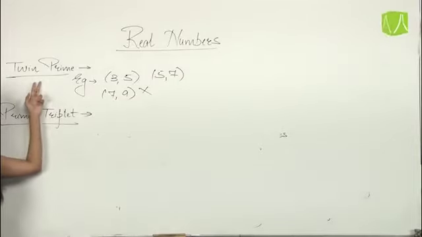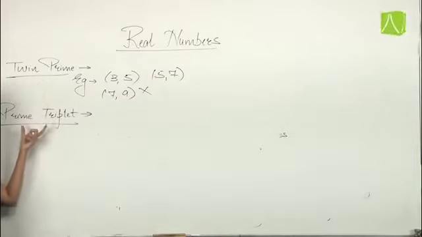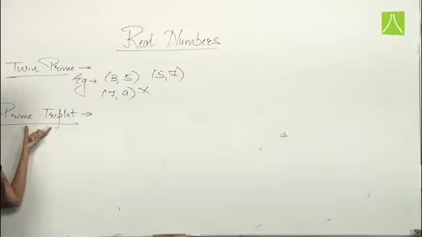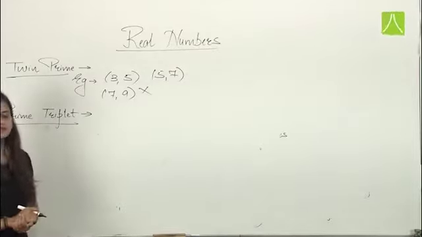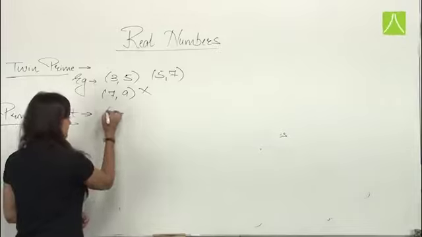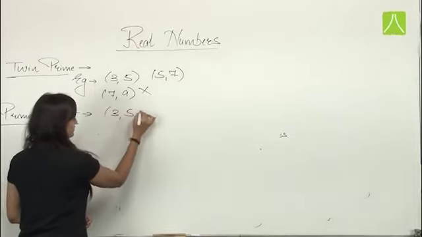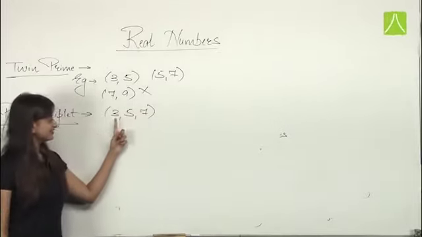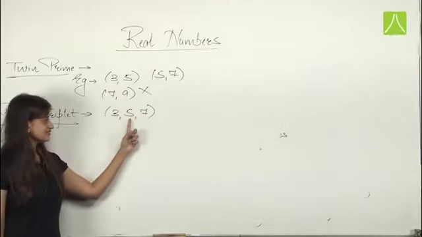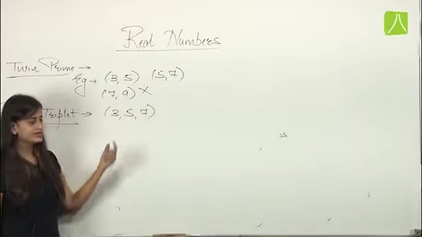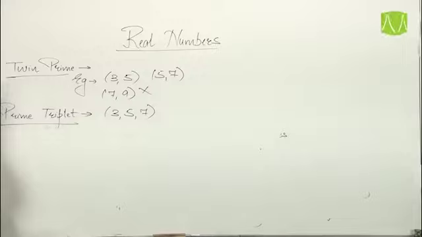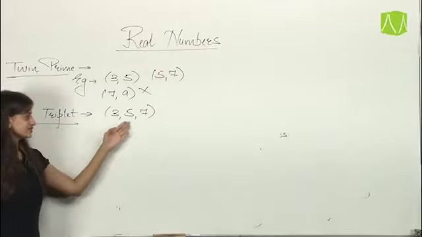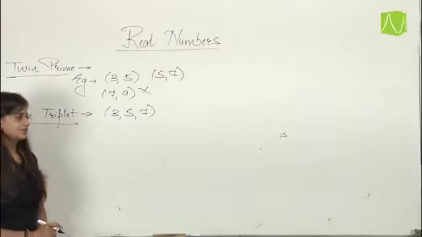Twin primes are two numbers having a difference of 2. Prime triplets are three prime numbers having a difference of 2. Example, 3, 5, 7. 5 minus 3 is 2 and 7 minus 5 is 2. So this is a prime triplet. There is only one prime triplet, that is 3, 5 and 7. There is no other prime triplet.